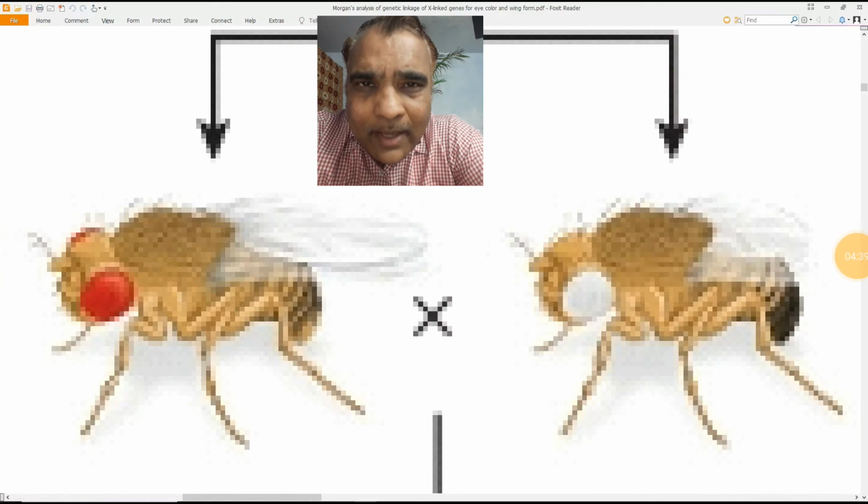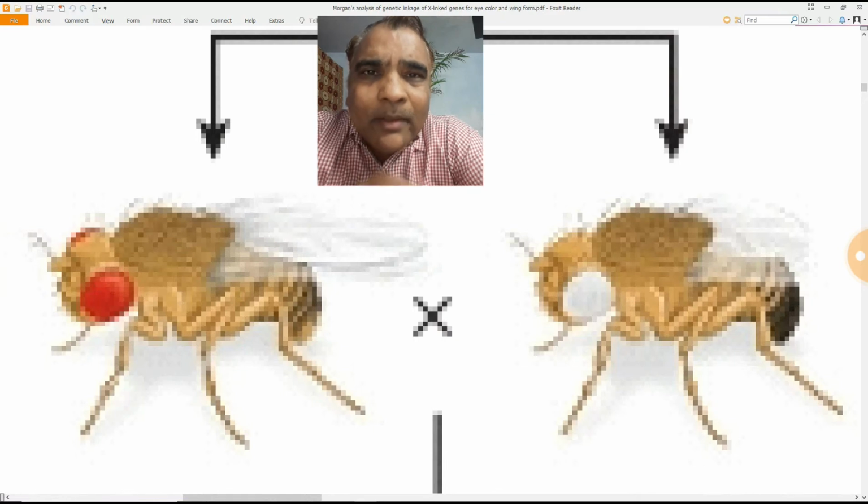From the parental cross on your screen, these are the F1 flies, and Morgan allowed these F1 flies interbreeding. Interbreeding means, relation wise, the flies of F1 generation are brother and sister. So Morgan allowed the mating of brother sister fly, Drosophila melanogaster, and then he got the F2 flies.